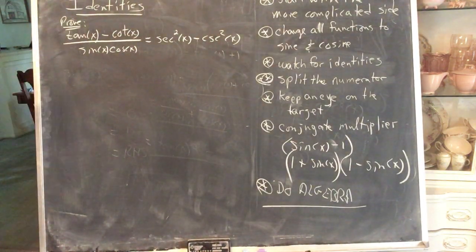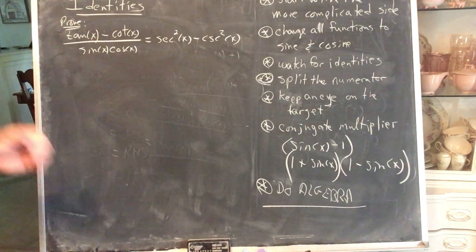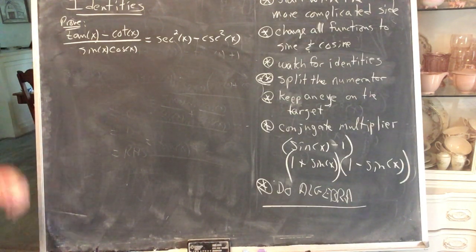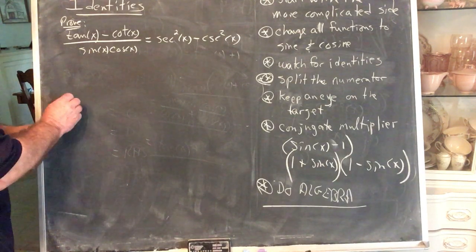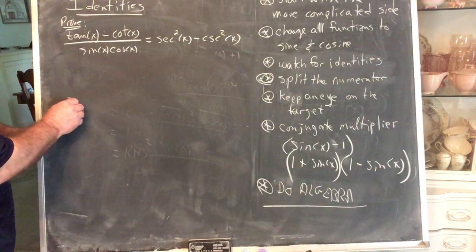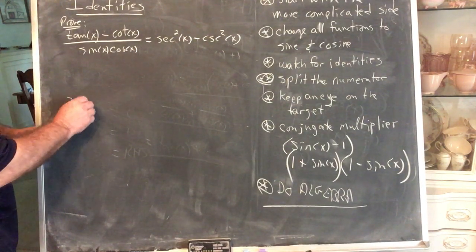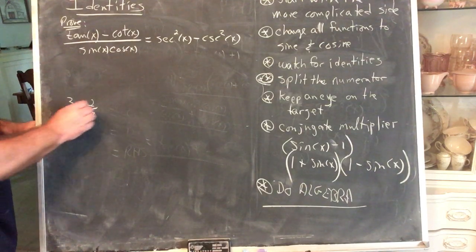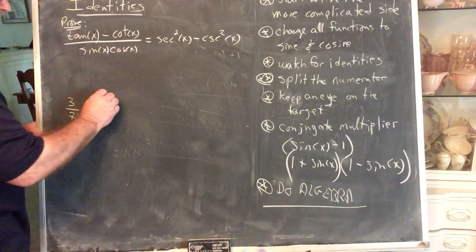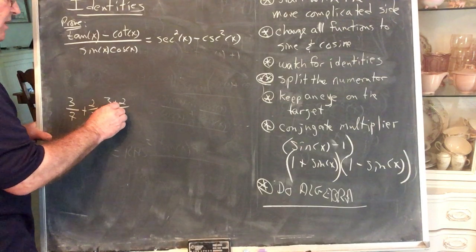This is a really important tool that gets used in many different places in many different branches of mathematics. So I want to talk about split the numerator. You know this, you just might not know that you know it. Split the numerator works like this. What is 3/7 plus 2/7? Well, yes, that's 5/7. But where does the 5 come from? It comes from 3 plus 2, over 7.